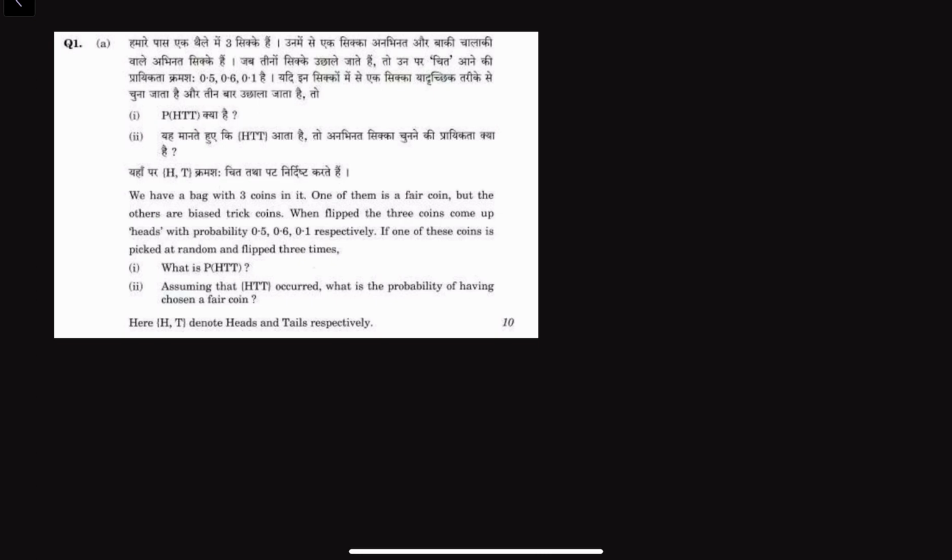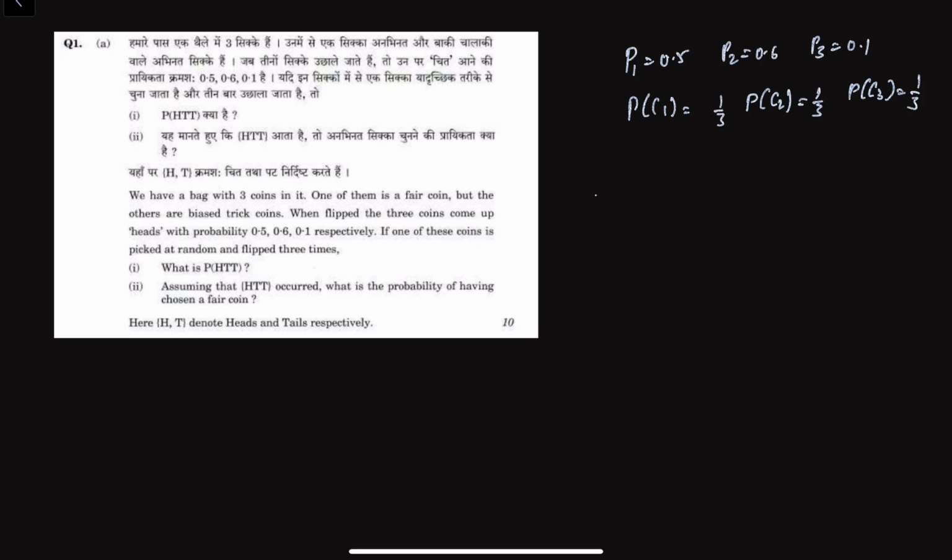So if one of these coins is picked at random and flipped 3 times, we need to find the probability of head, tail, tail. And assuming that this head, tail, tail occurred, we need to find the probability of having chosen a fair coin. So if we consider the 3 coins, the probabilities are 0.5, 0.6 and 0.1. And probability of each coin is 1 by 3. So probability of C1, probability of C2 and probability of C3 will be 1 by 3. And the coin is flipped 3 times.